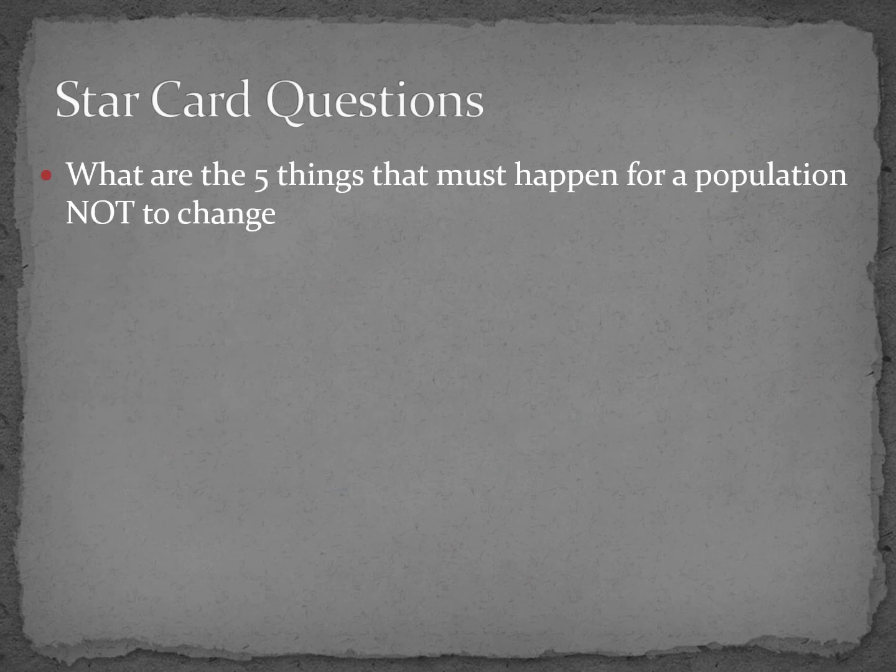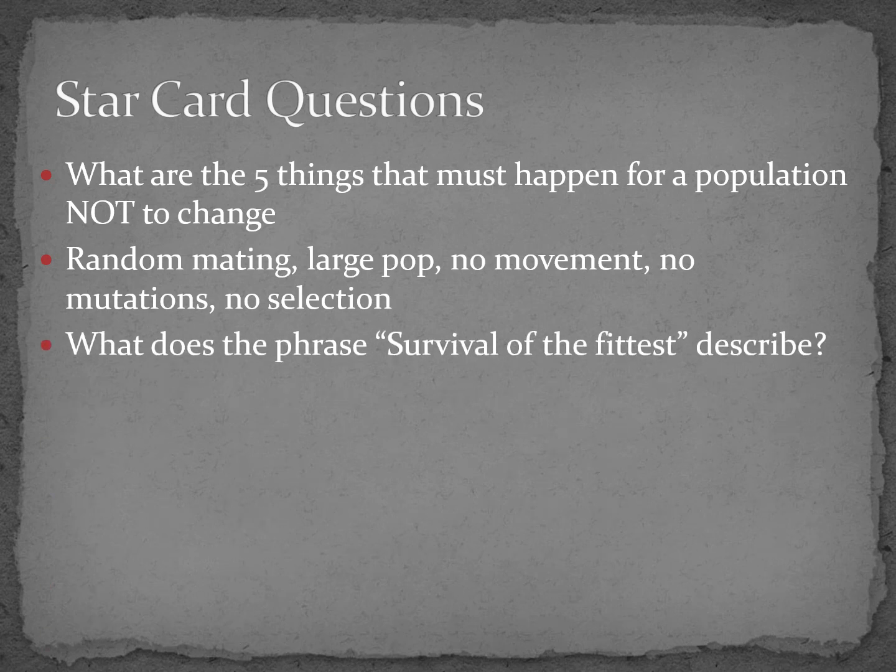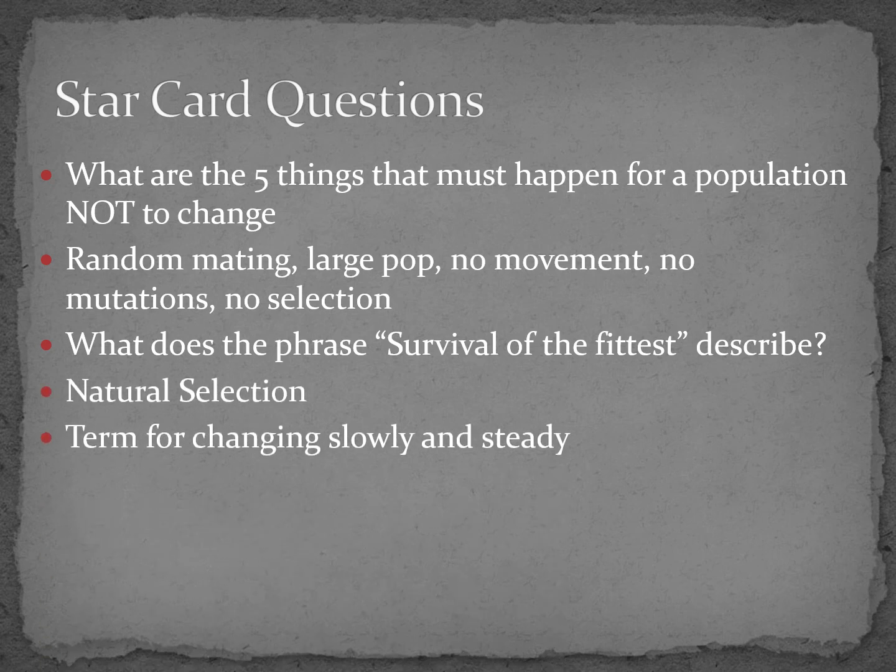Just to review, what are the five things that must happen for a population not to change? Random mating, large population, no movement, no mutations, no selection. What does the phrase survival of the fittest describe? Natural selection. Term for changing slowly and steadily? Gradualism. That's it for evolution.